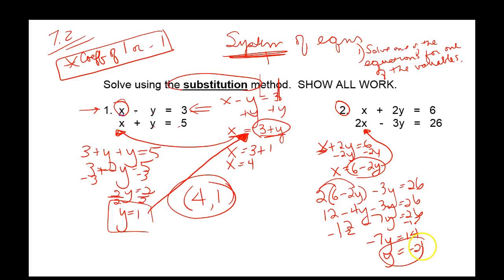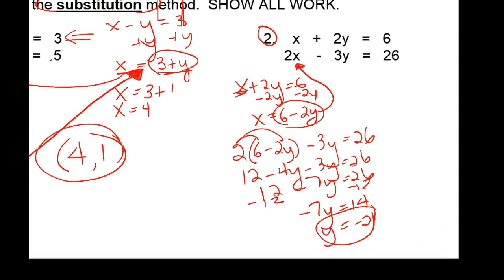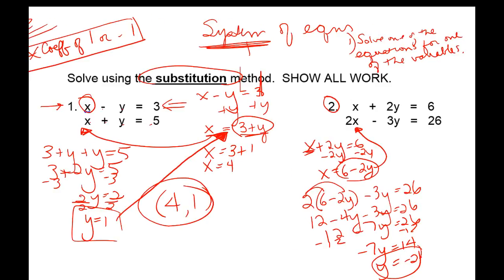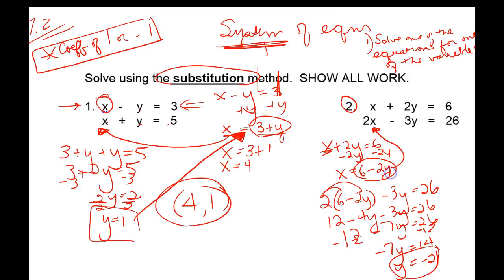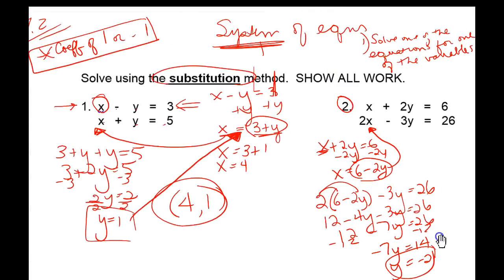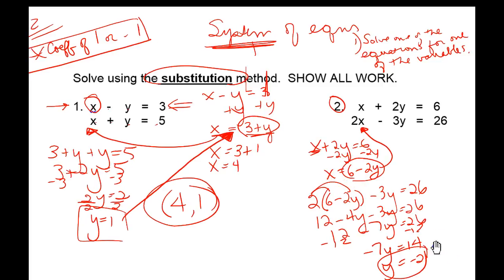Right? And then I said take this variable that you just got the answer for and take it right back to the equation where x was solved. Sorry, folks. Right back to this equation, and if I plug in y equals -2, I'm going to get x equals 6 minus 2 times -2. It's going to be 10, isn't it?